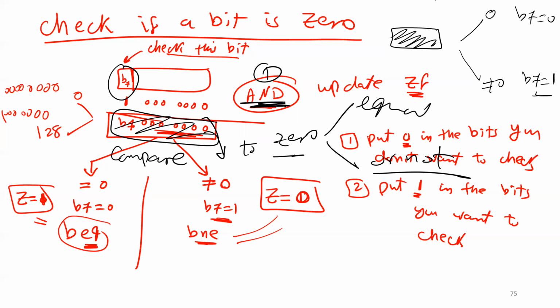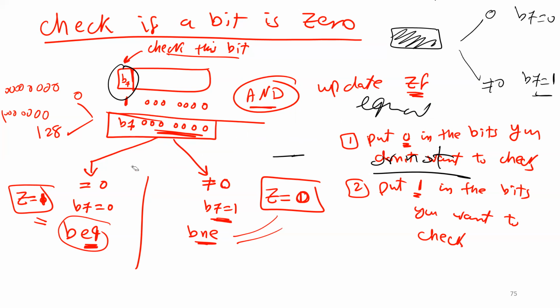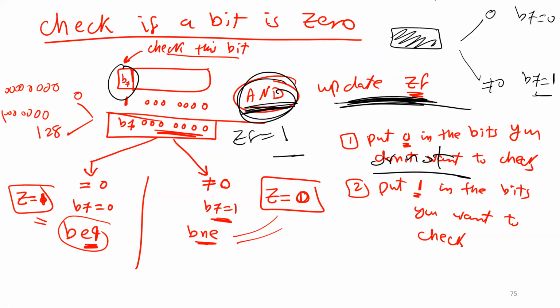Actually, this compare is redundant. You don't need to compare here. If you want to put compare, that's okay, but it's just redundant. Why is compare redundant? You don't need to compare, guys, simply because this AND operation is going to update the 0 flag. If the result is 0, this AND is automatically going to put 1 in the 0 flag. Otherwise, it's going to put 0 in the 0 flag. So actually, you don't need to compare to 0 because this AND is going to update the 0 flag.